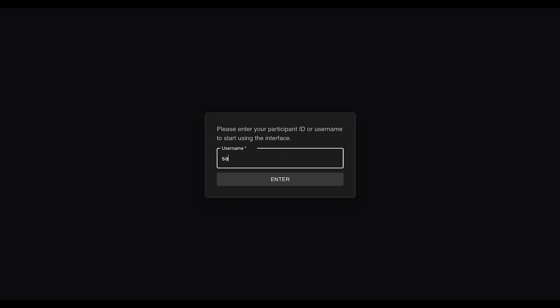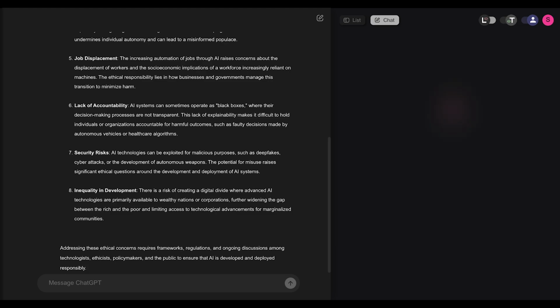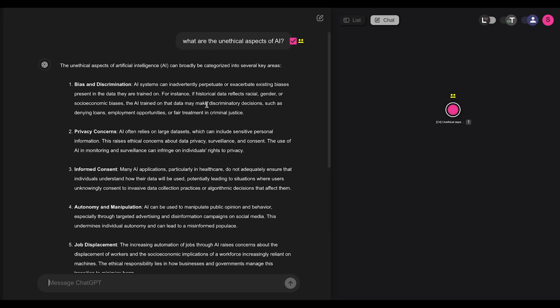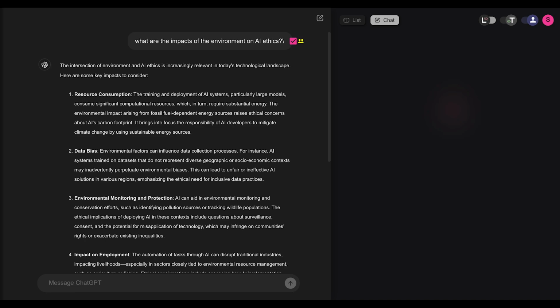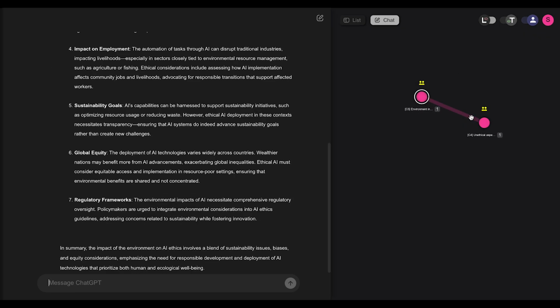Phase 2. Sarah's individual exploration. Later, Sarah begins her exploration by asking what are the unethical aspects of AI, a broad prompt similar to David's but focused on the negative aspects. After following up with an additional prompt, two new nodes, C4 and C5, appear in the graph.